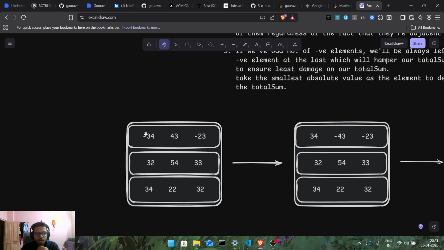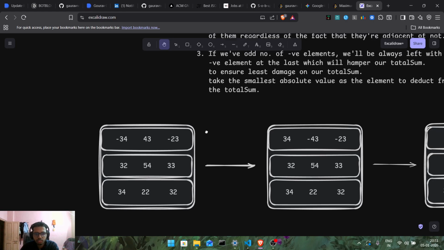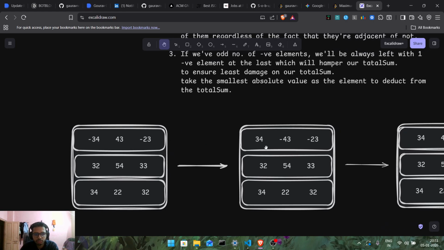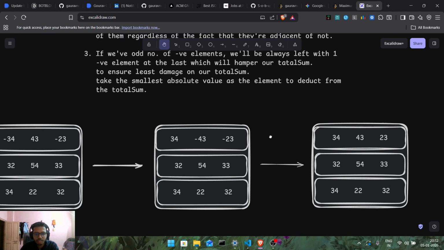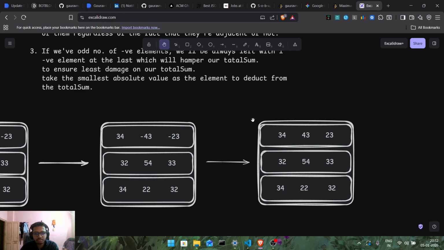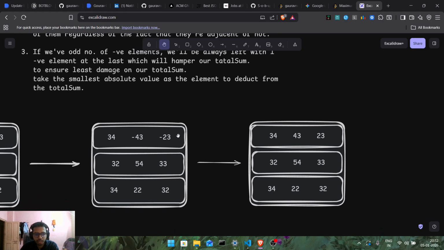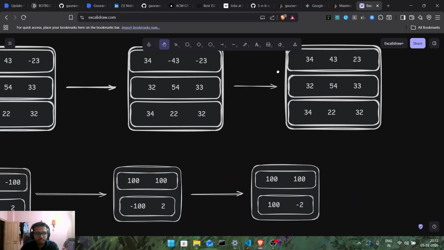Let's take a look. We take minus 34 and 43, these two elements, and perform the operation. What is the operation? Multiplying by minus 1. After multiplying minus 34 by minus 1, it becomes 34. 43 becomes minus 43. Minus 23 remains the same. Now, can you see the magic? Minus 43 and minus 23 are adjacent elements now, and both are negatives. If both are negatives, we can perform the operation by multiplying by minus 1. So minus 43 becomes 43, minus 23 becomes 23.